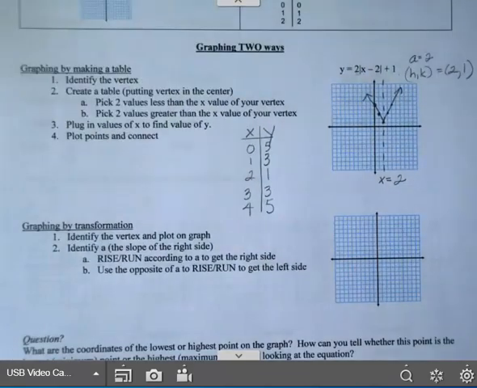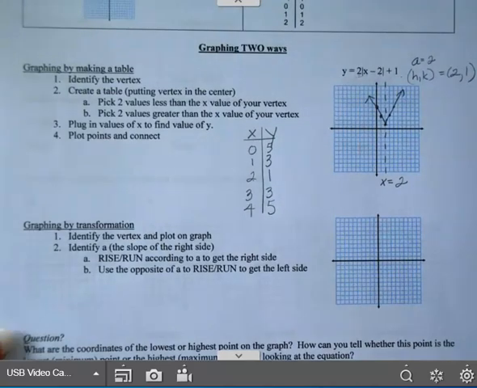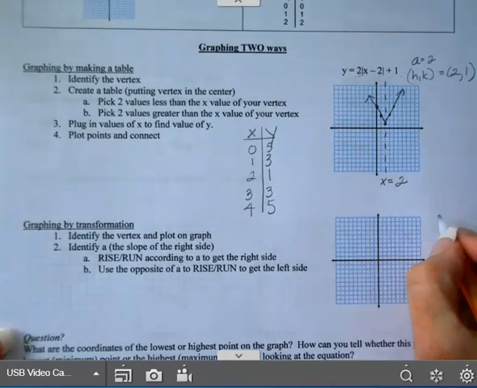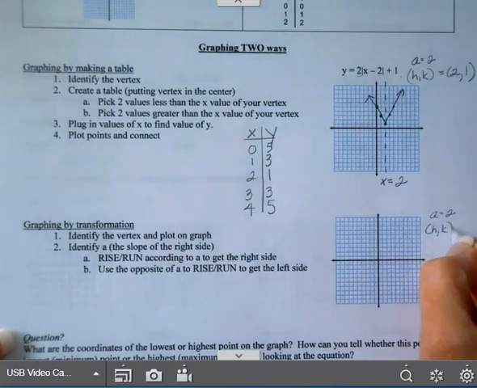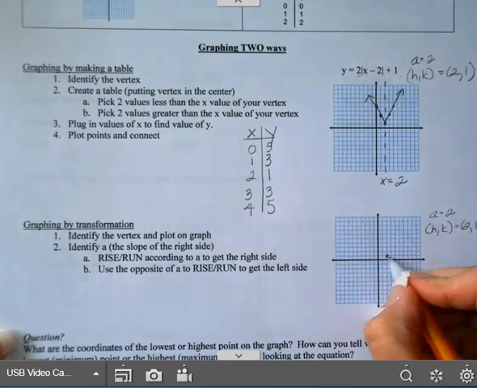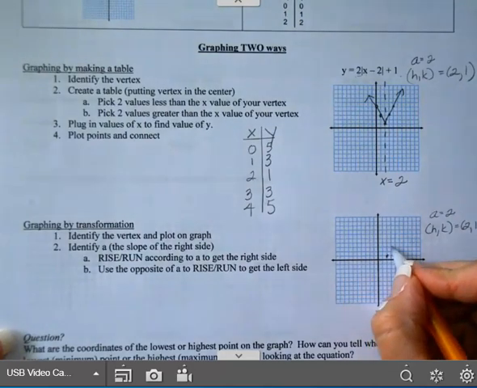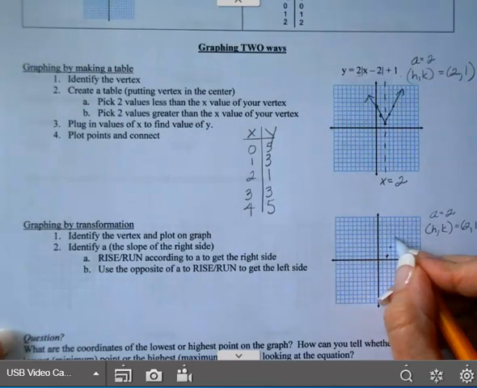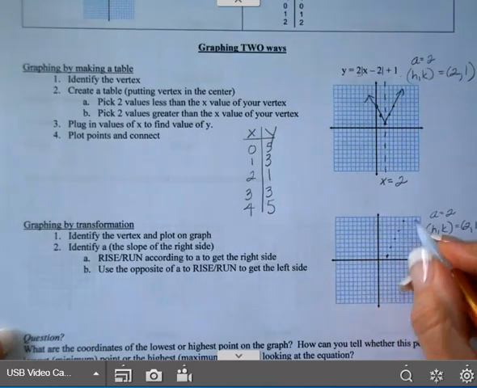The second way, which is by far my favorite, is to go ahead and write A, H, and K down. So A is 2. And our vertex we already decided was 2, 1. Plot your vertex. And the slope of the right side is 2. So from my vertex, it's going to go up 2, right 1, up 2, right 1. There's the right side.